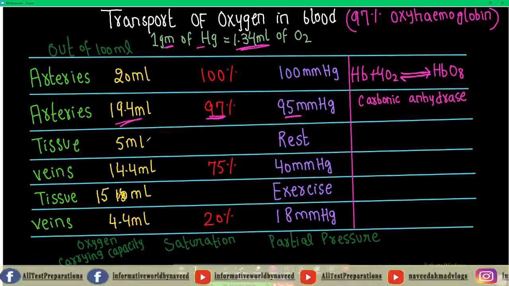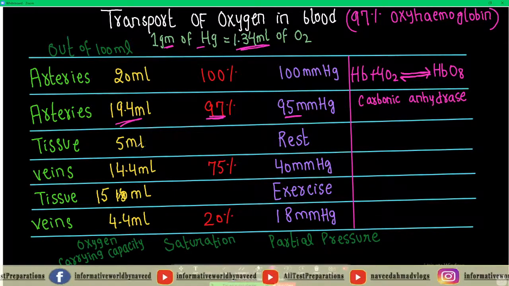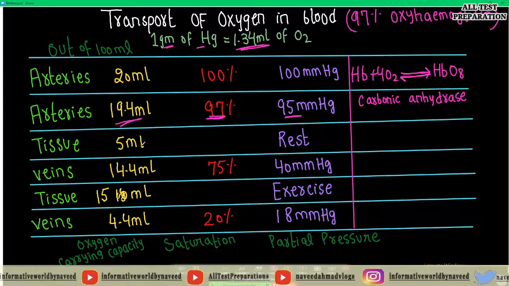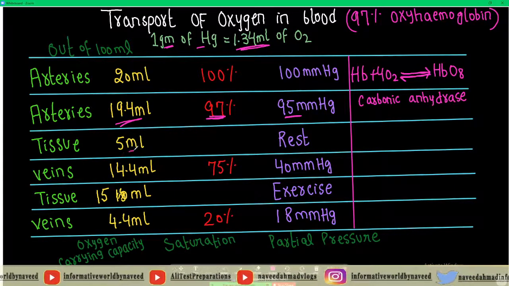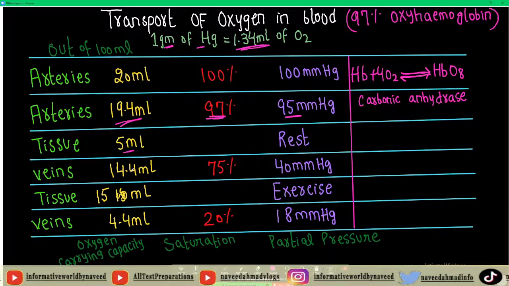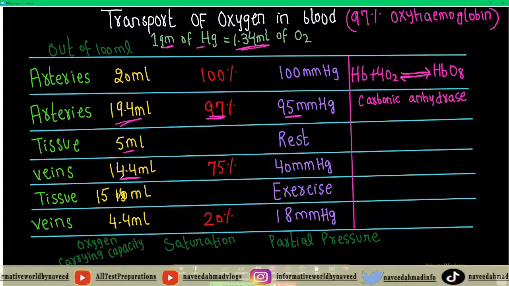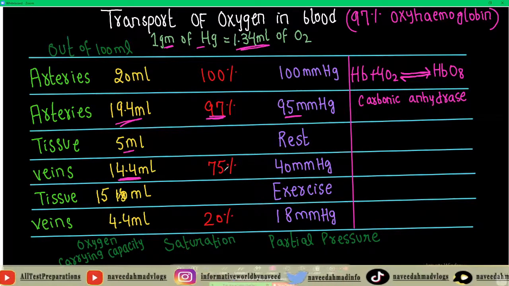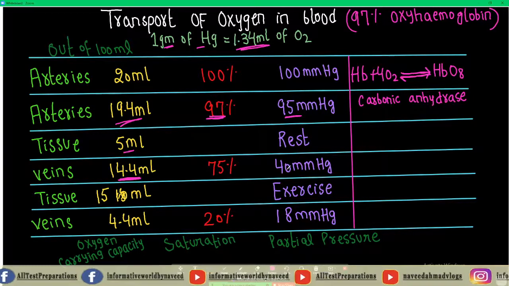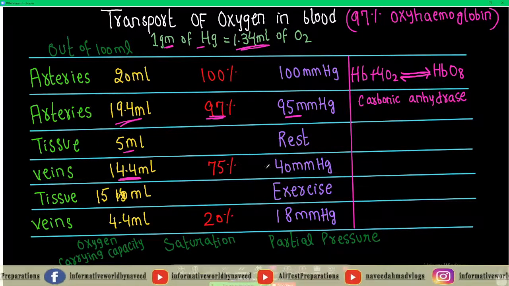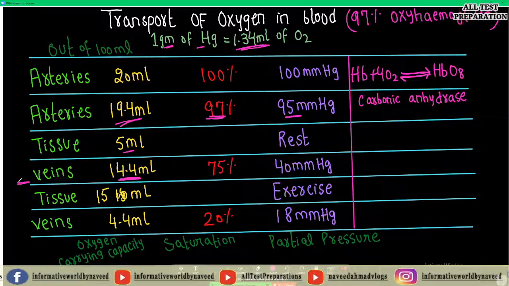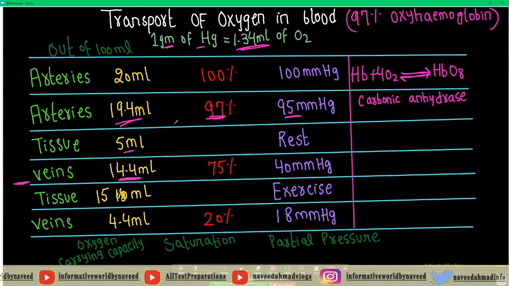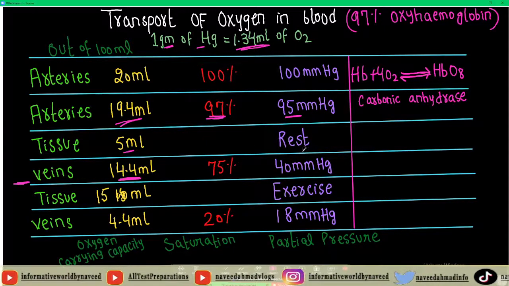Out of 19.4 ml of oxygen, 5 ml is transported to the tissue at rest, because tissue also requires oxygen. So 5 ml is released to the tissue, while the remaining 14.4 ml enters the veins, and at that time the saturation of blood is 75%, while the partial pressure is 40 millimeters of mercury. So this is all in the resting state: these are the percentages, this is the saturation, and this is the partial pressure.